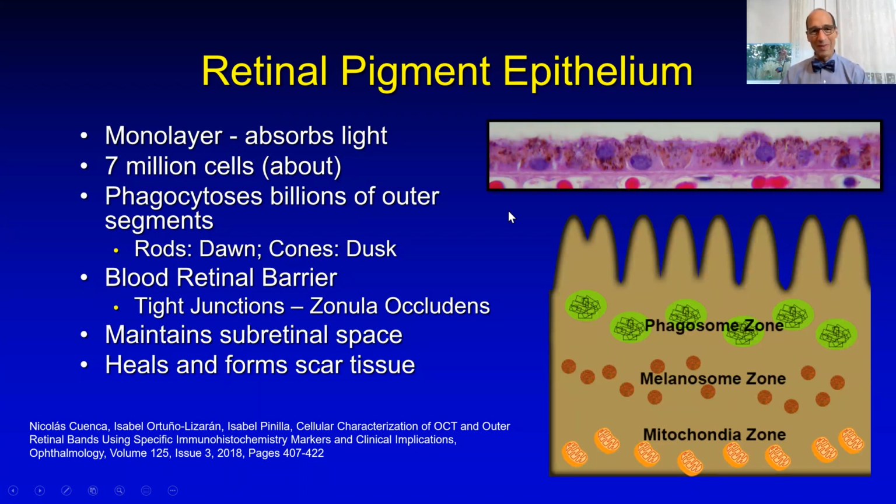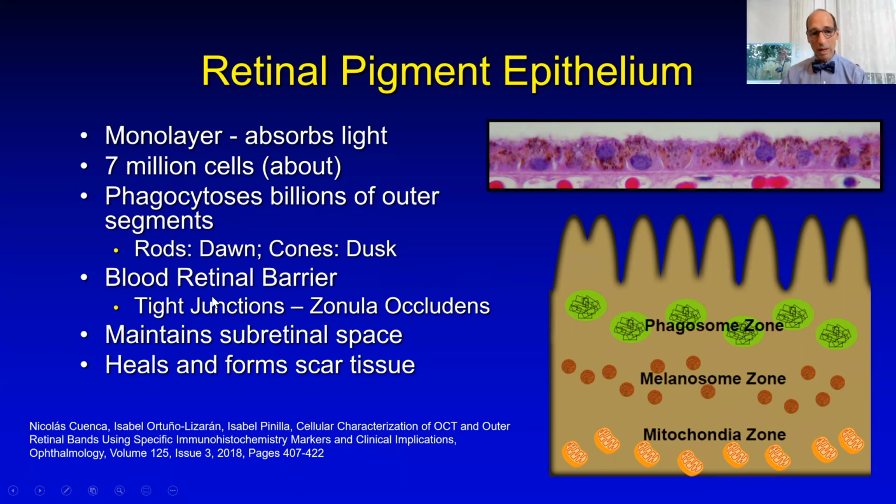So the retinal pigment epithelium is a monolayer that absorbs light. It's important for that, but there's about 7 million RPE cells in your eye. So just about as many as there are cones, not just for memorizing. And one RPE cell phagocytizes billions of outer segments. I think it's 50 billion outer segments over the life of a person. So they do an enormous amount of work cleaning up your outer retina.